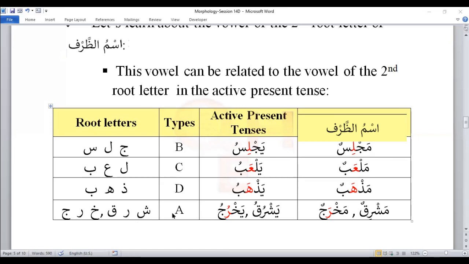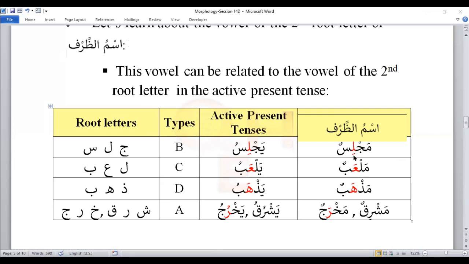Now, how about when the second root letter has dhamma? Because we know ismu zarf can either have maf'il, like majlis, or maf'al, like mal'ab, madhhab. Okay, so it can only have these two conjugations.